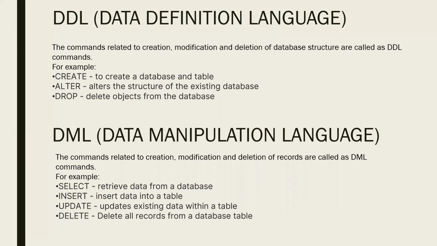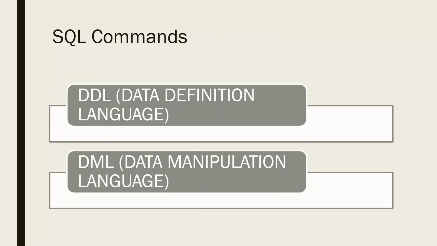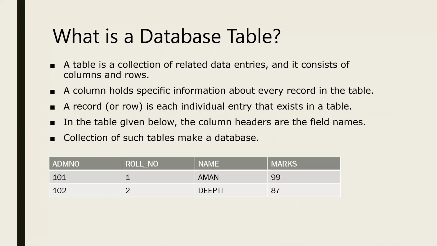DDL, data definition language: the commands related to the creation, modification, and deletion of the database structure are called DDL commands. For example, create for creating, alter for modification, drop for deletion. If you can see this table, the command that I have used to create this table is create. So that will come under DDL.